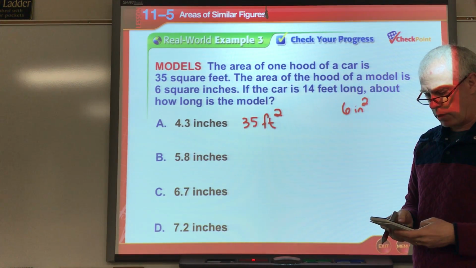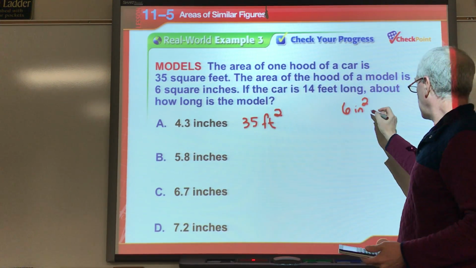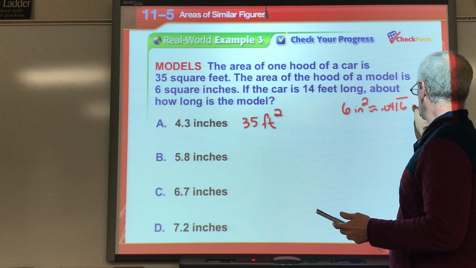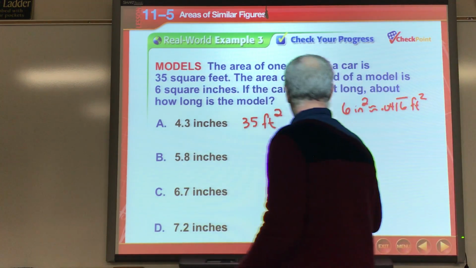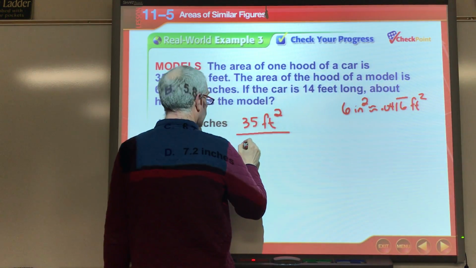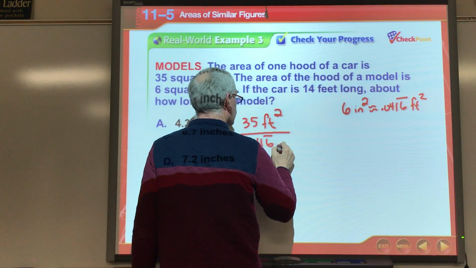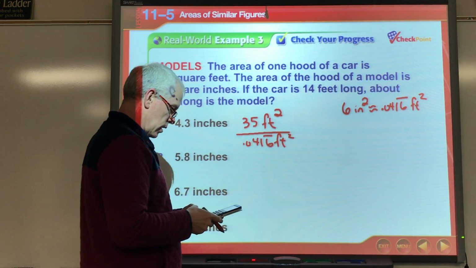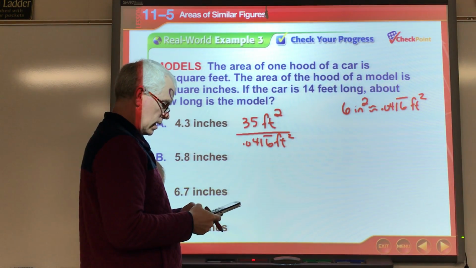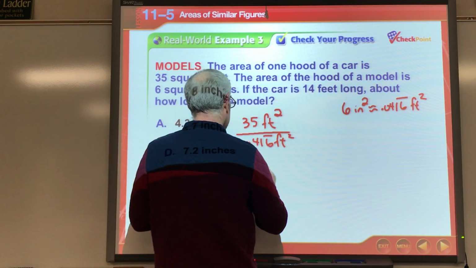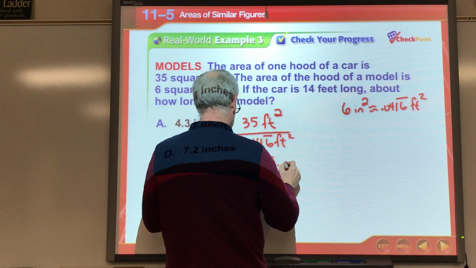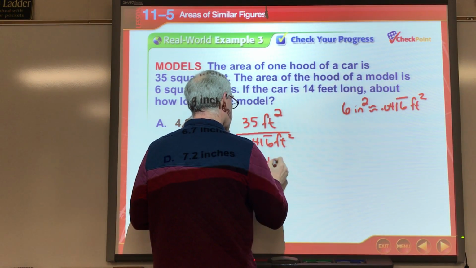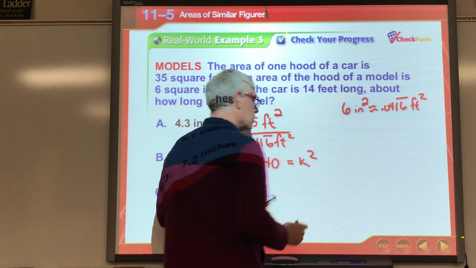So if I take 6 divided by 144, I get 0.0416 repeating, and then this will be square feet. So 35 square feet over 0.0416 square feet. That's the ratio of the areas. That's your a squared over b squared. So if I take 35 divided by that number, that's 839 points. Well, it's actually 840 if you round here. And that is equal to that k squared, okay?